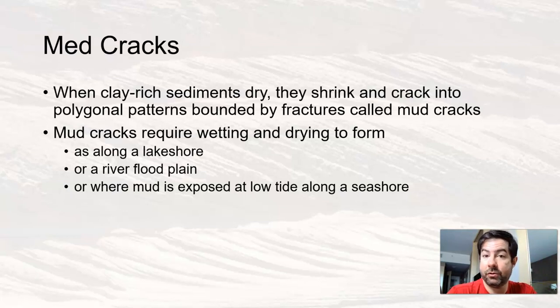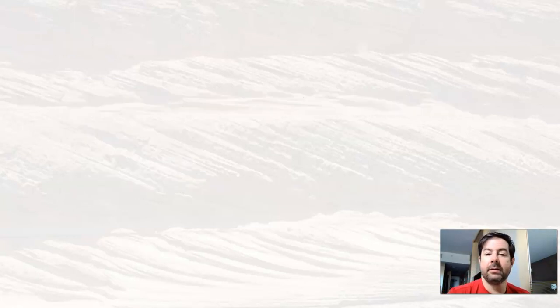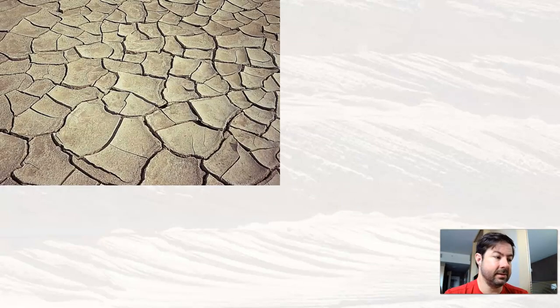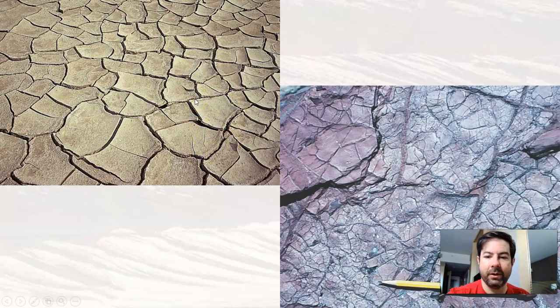Sometimes that can happen on the shores of a lake, a river, or a flood plain, or where mud is exposed at low tide along the seashore. Sometimes even in interim areas of water and drought like the desert. Clay particles get wet, they expand. When they dry out, they shrink and form these polygonal patterns, these closed-off shapes, sometimes 4-sided, sometimes 5-sided, sometimes many more sided, but you get these cracks. These are called mud cracks.